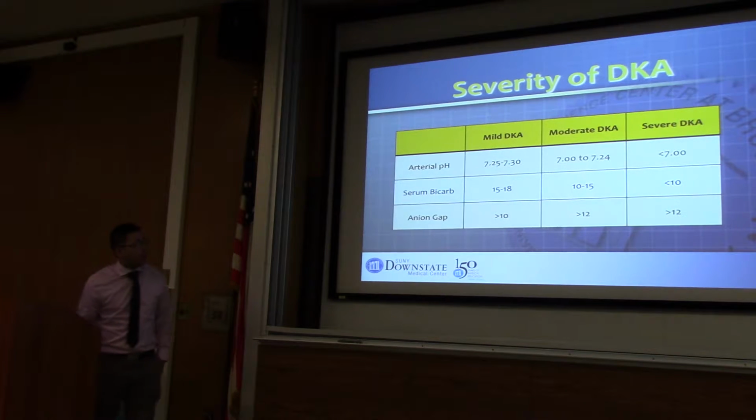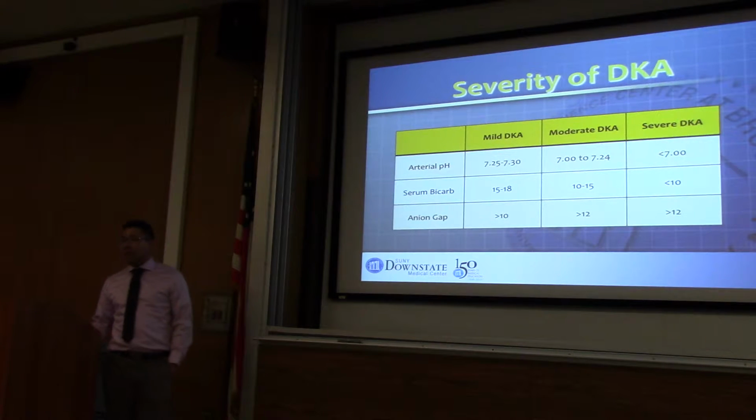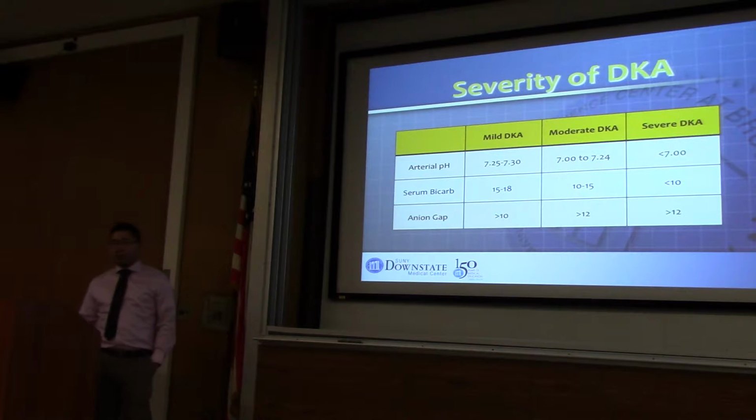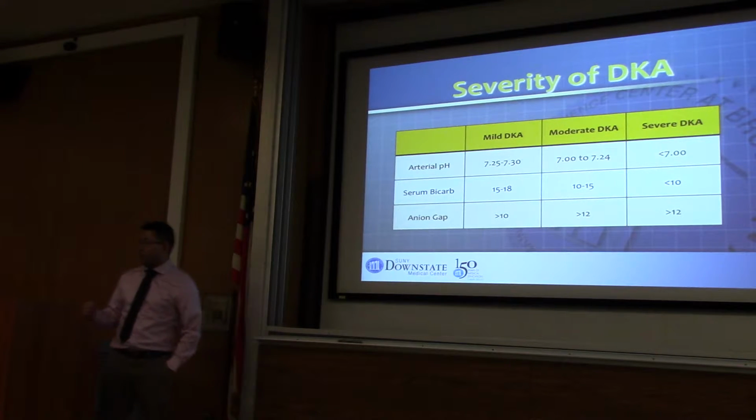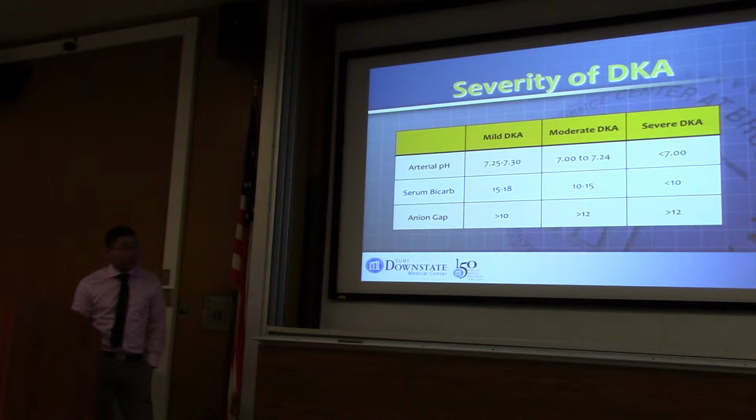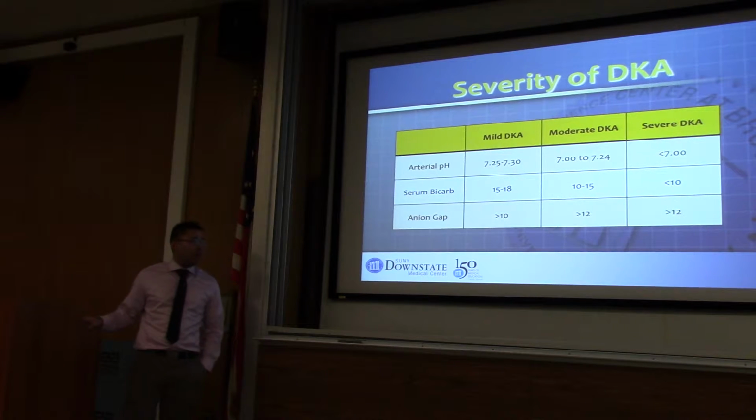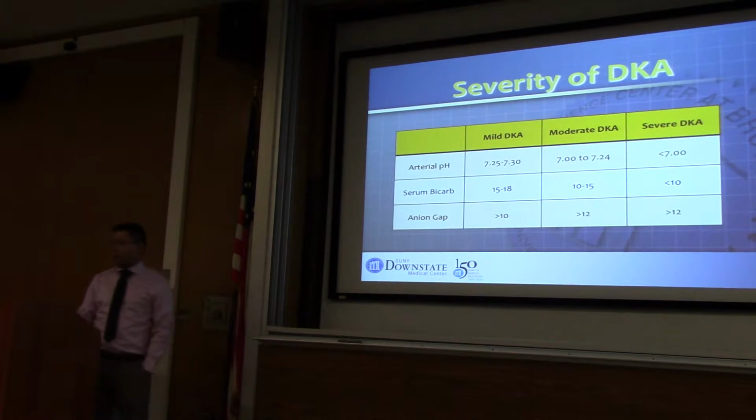Here's just a brief breakdown of the different lab values you will see in DKA. For a mild DKA, you usually see a slight acidosis, pH 7.25 to 7.3. The serum bicarb is a little decreased, but not significantly, and the anion gap is usually pretty small. As you move on, you can become more and more acidotic. The bicarb can dip down further and further, and eventually in severe DKA, you have a pH less than 7, with bicarb less than 10, and a gap greater than 12. I've seen it go into the 20s and 30s and maybe 40s.